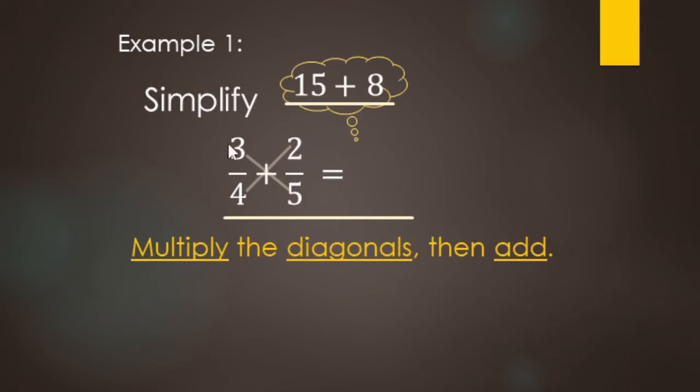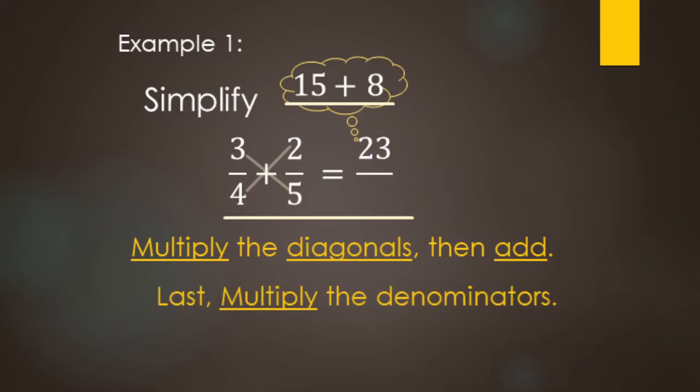Okay, so again, multiply the diagonals. That's 15, 3 times 5, and 4 times 2 is 8. And we're holding these numbers in our brain. Now we're going to add them up, and that's going to make 23. So that's our new numerator, or top number, for our answer. Now for the denominator, we're going to multiply the two denominators here. 4 and 5 being multiplied makes 20.